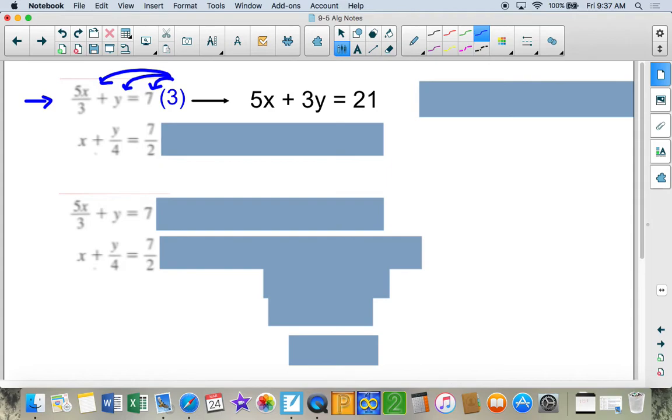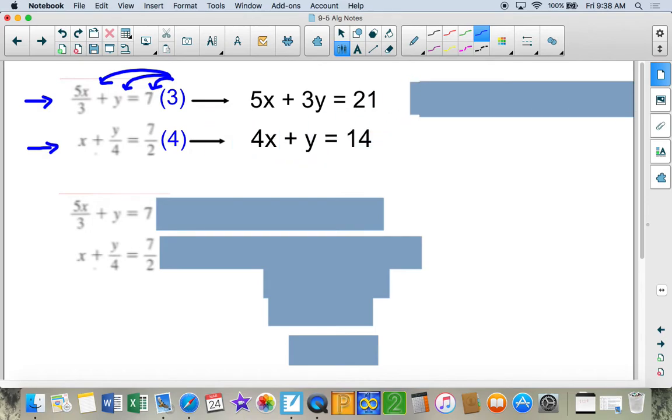If we look at the next equation, our denominators are 4 and 2. So we want to find the least common multiple of 2 and 4, which would be 4. So we'll multiply everything by 4. 4 times x gives me 4x. 4 times y over 4 gives me y. And 4 times 7 over 2 gives me 14.